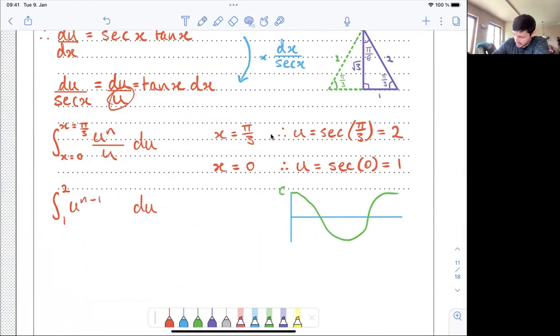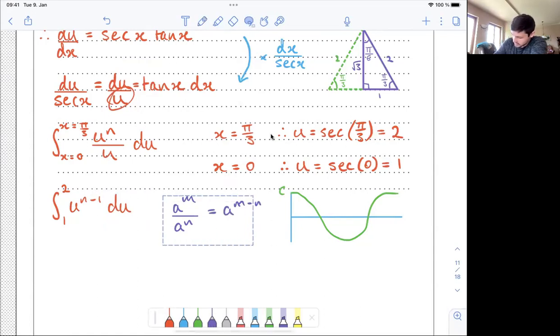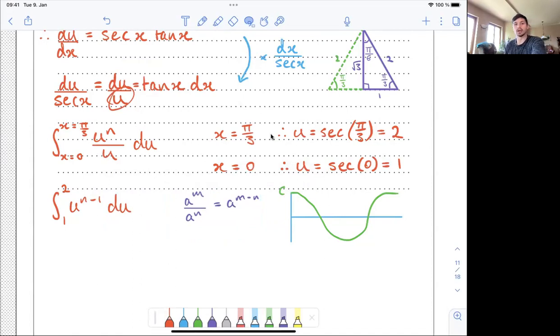Because this rule is from the indice law. That is, if you have, let's say, a to the power of m over a to the power of n, this is equal to a to the power of m minus n. So a little indice law there to memorize. Okay, and it'll help us out. Now we're just going to run through and use our normal integration rules with respect to u. And that's going to look a little bit like this.